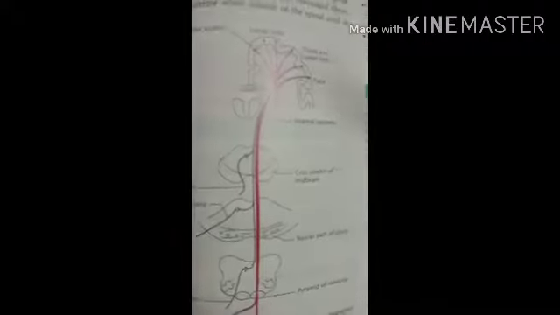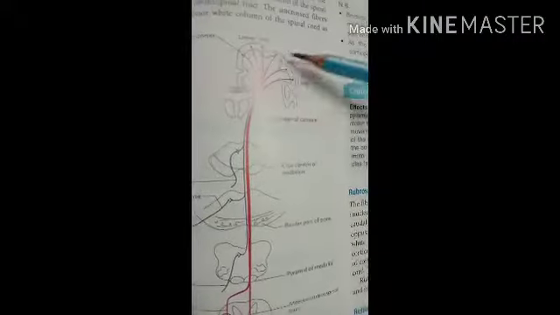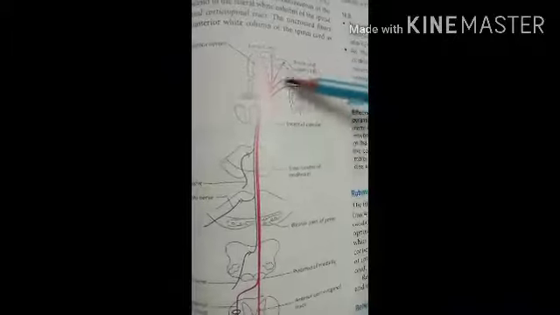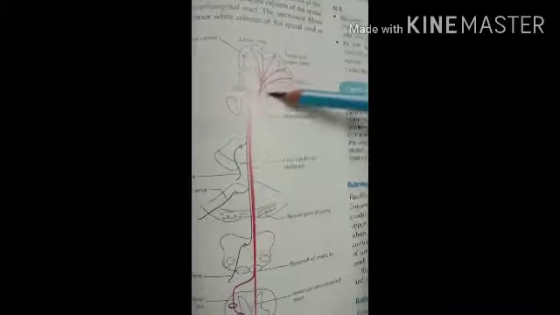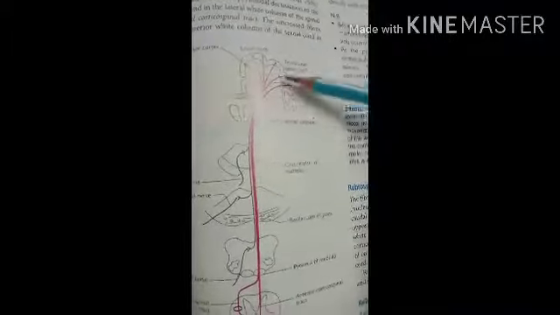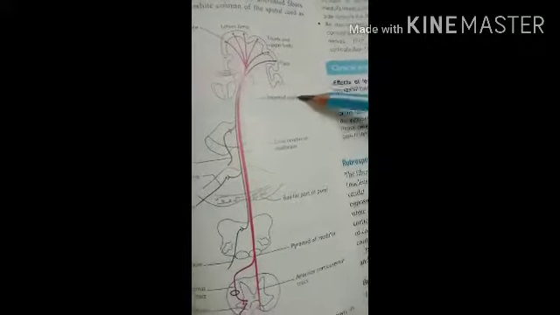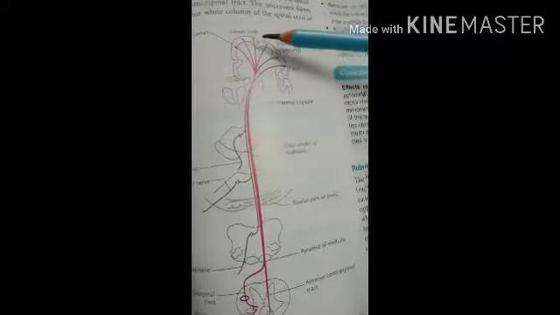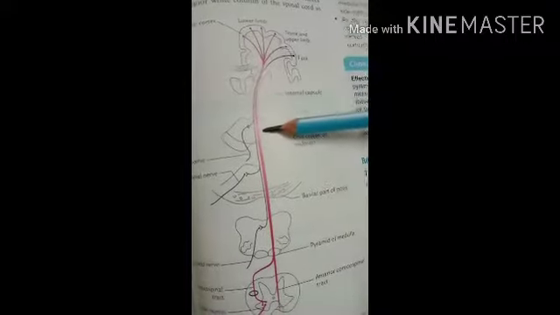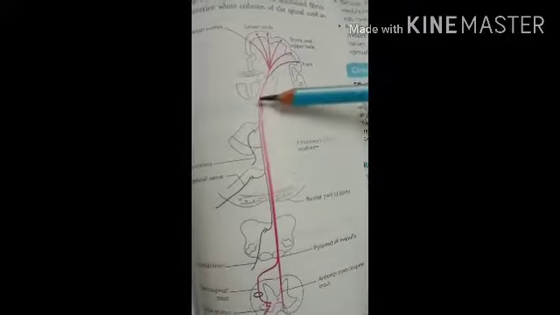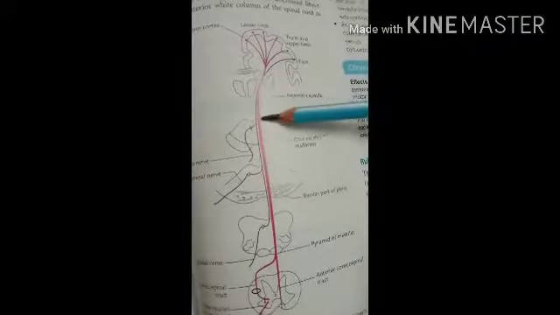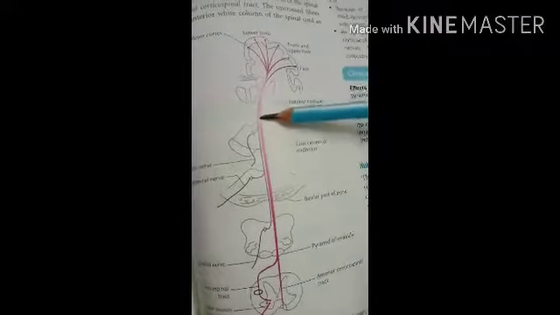In this diagram you can see the fibers present in the cerebral cortex coming down. These fibers come into the internal capsule, which you can see here, and at the lower end of the medulla oblongata, 80% of the fibers cross. It is called the pyramidal decussation. So here you can see.